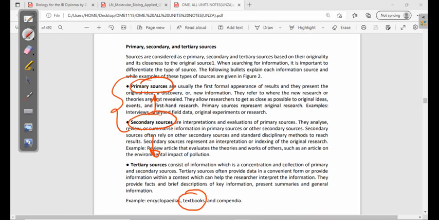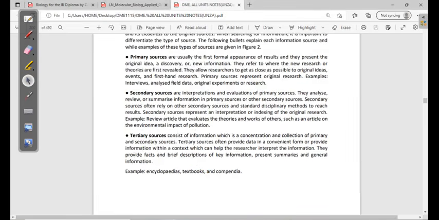A textbook doesn't just contain one topic, it will contain a multitude of topics. So it is an analysis of primary sources and secondary sources, and together that is going to form a textbook, an encyclopedia, a compendium, and such things. So that is going to be a tertiary source of information.